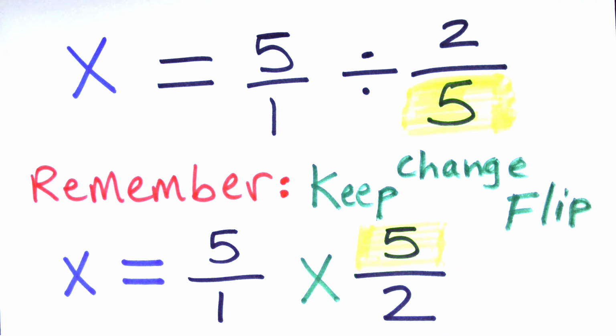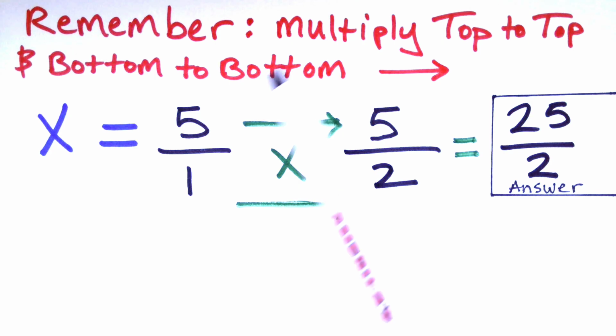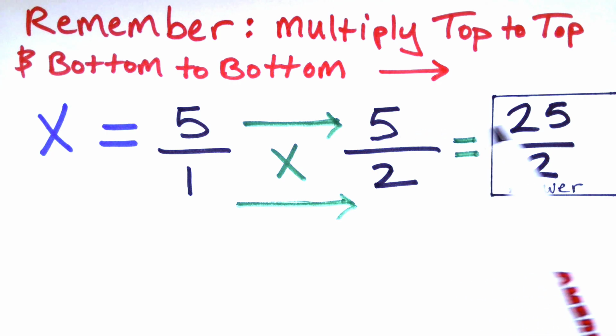And so there's something you do. x equals 5 over 1 times 5 over 2. When you multiply with fractions, you do what? If you said you're going to multiply top to top and bottom to bottom, you're absolutely correct. 5 times 5 is 25. 1 times 2 is 2. x equals 25 halves, or 25 over 2. That's our answer. Now, this is an answer as an improper fraction.